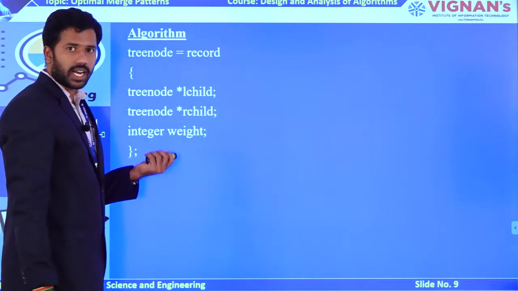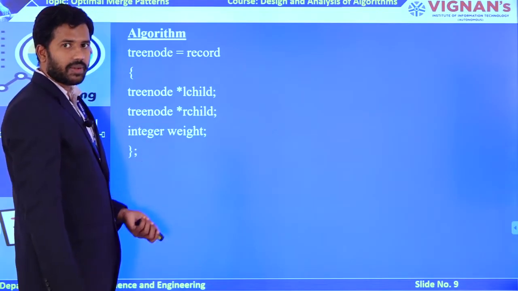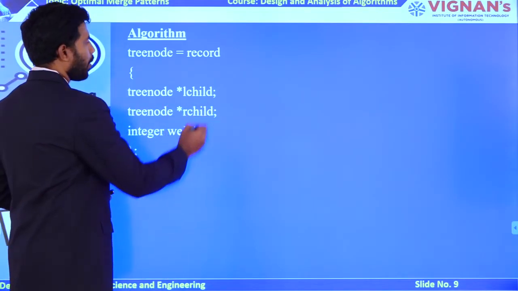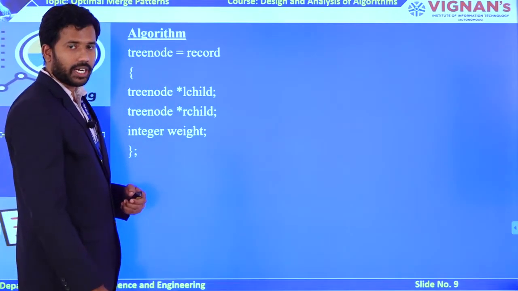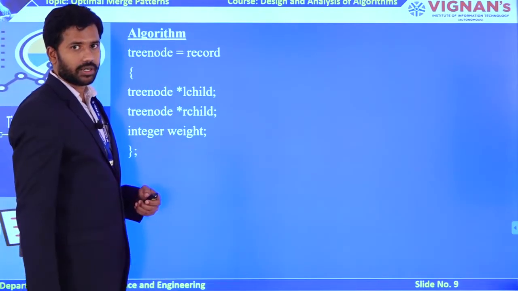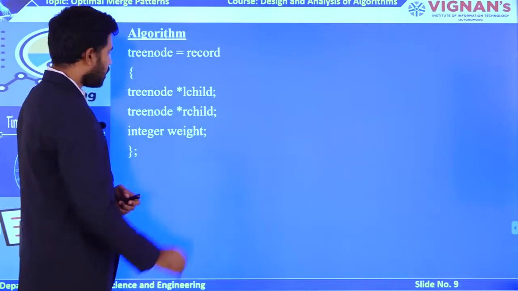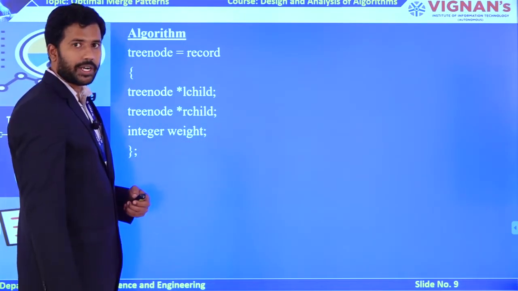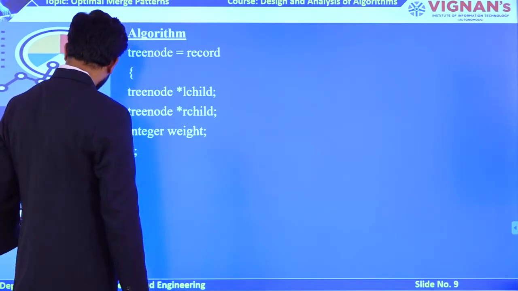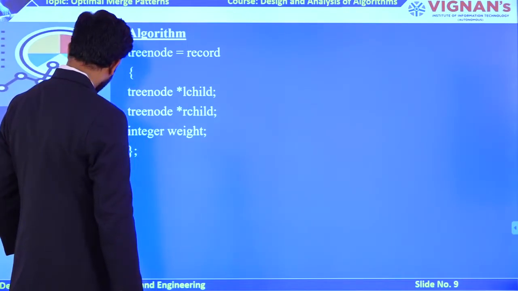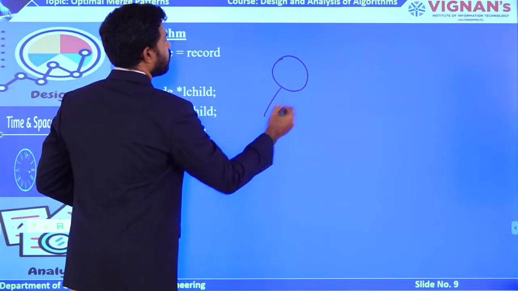Now let us understand the algorithm of this one. Here I am taking a record. This record has three fields. The first field points to the left child. Why? Because here I am using a binary tree, right? Exactly two children are there. The second pointer points to the right child, and the third parameter holds the weight of the corresponding internal node, right? So if you observe the tree structure, every node is going to have two things.